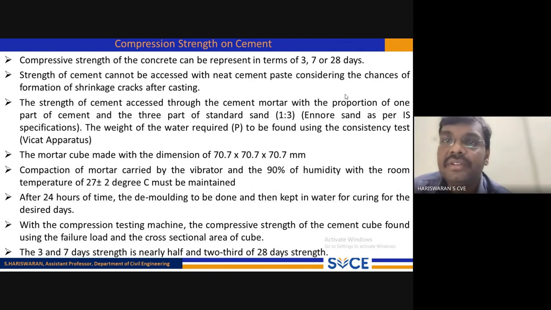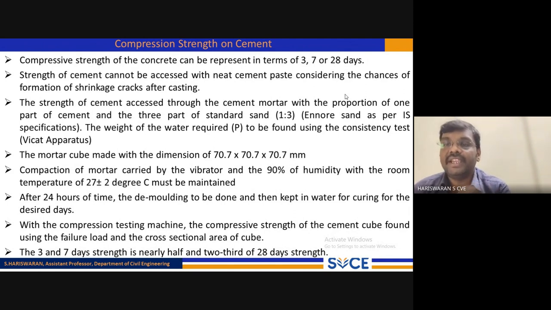Let me explain. The strength of cement cannot be assessed with neat cement paste, considering the chance of formation of shrinkage cracks after casting. With only cement paste, we can't make it as concrete. There is more chance of shrinkage cracks occurring after it hardens. The strength of cement can be assessed by making it as a mortar: cement plus fine aggregate, sand, combined in proper proportion, we call a mortar.